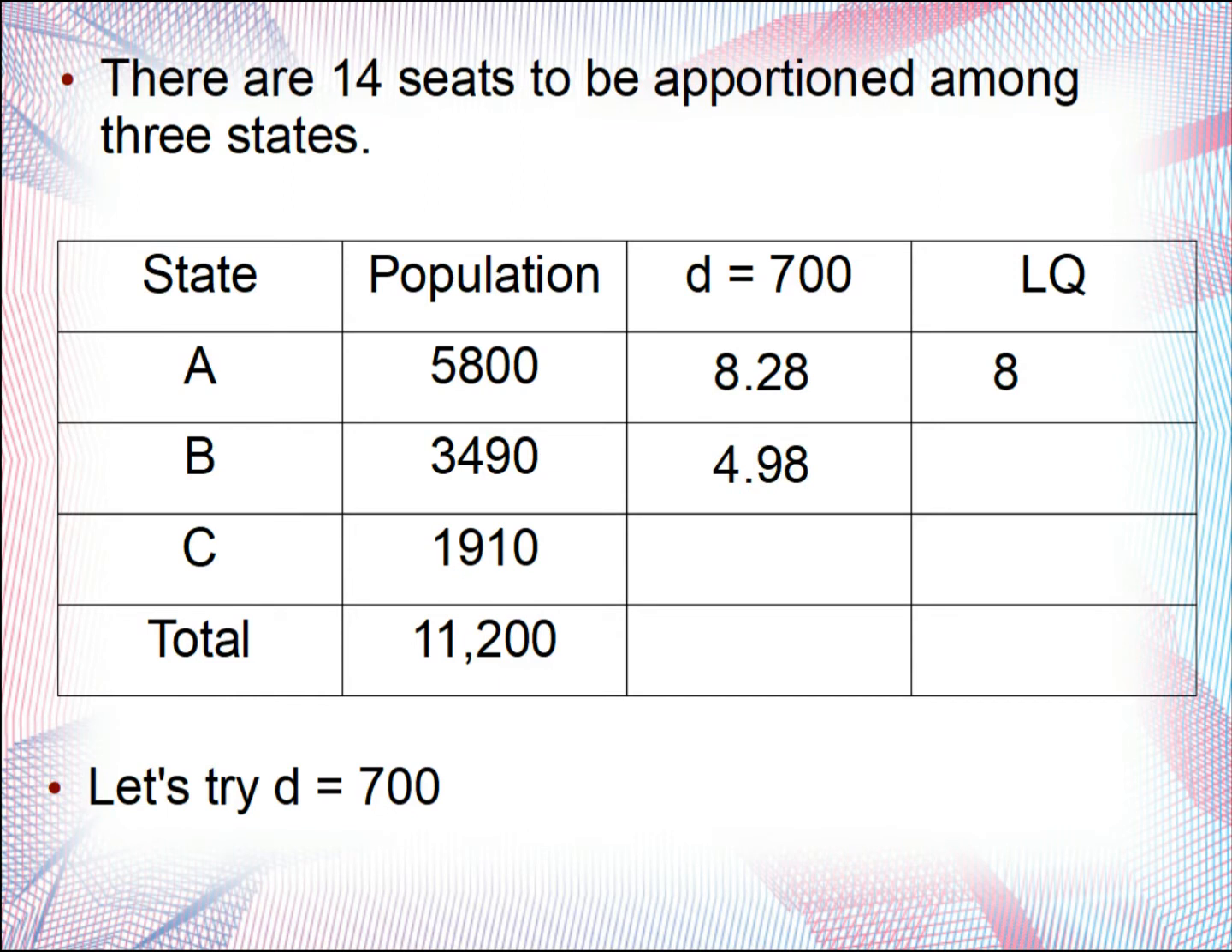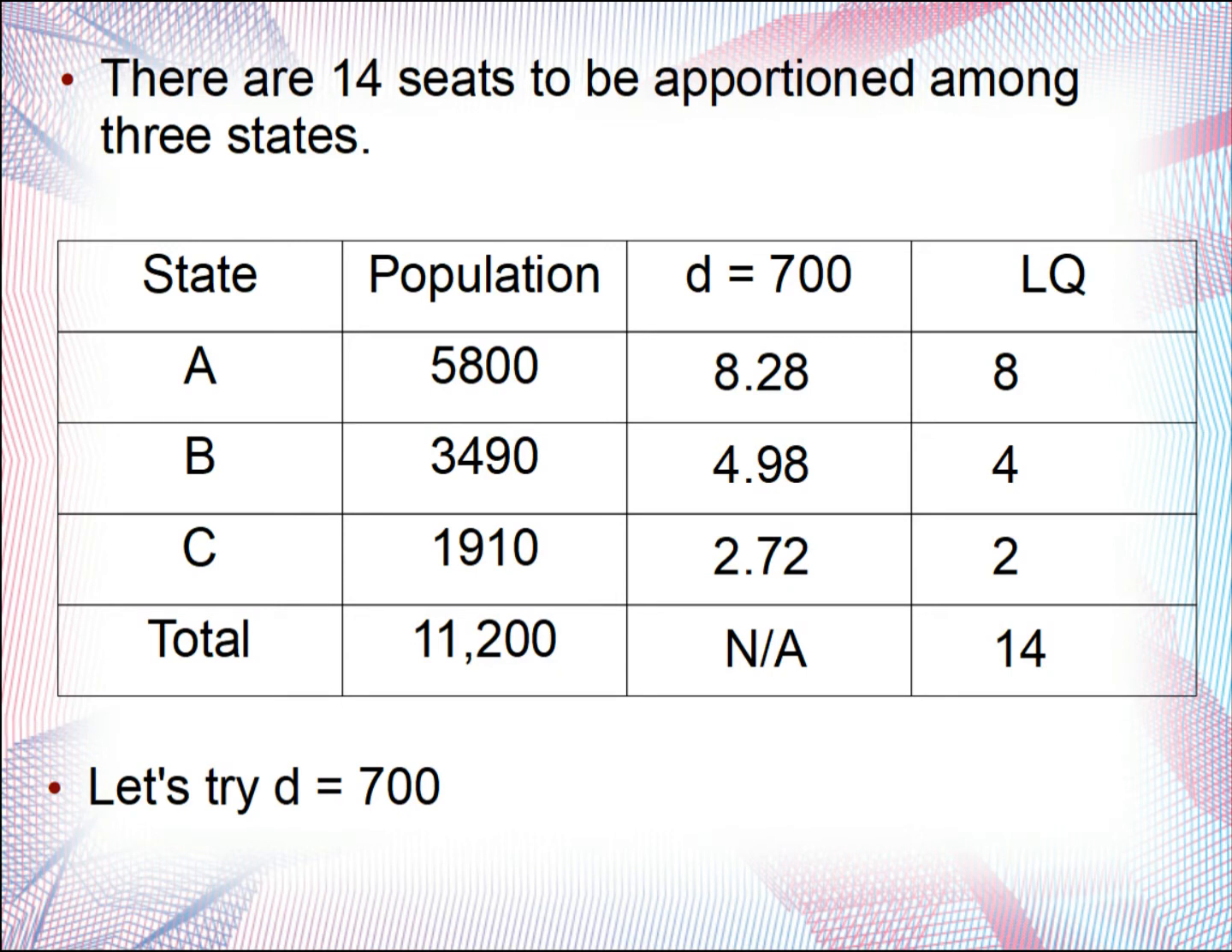For state B, my lower quota will be 4. For state C, my lower quota will be 2. And let's get the totals of the lower quota, which is 14, which is exactly the number of seats that I handed out. So Jefferson's apportionment will say that state A gets 8, state B gets 4, and state C gets 2. So the divisor of 700 worked.